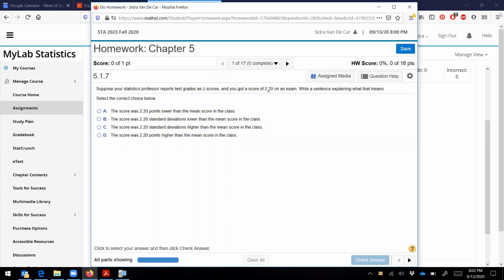All right, so we got a 2.20 on the exam. So what does that mean? The score was 2.20 standard deviations higher because it's positive. So we want to choose option C.